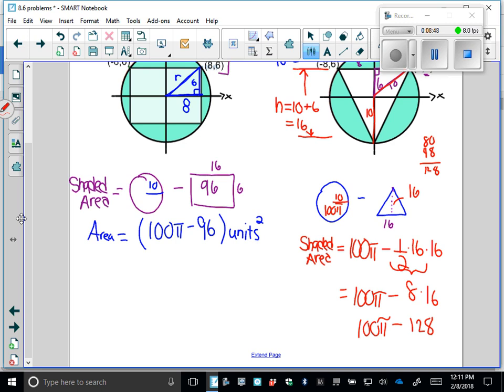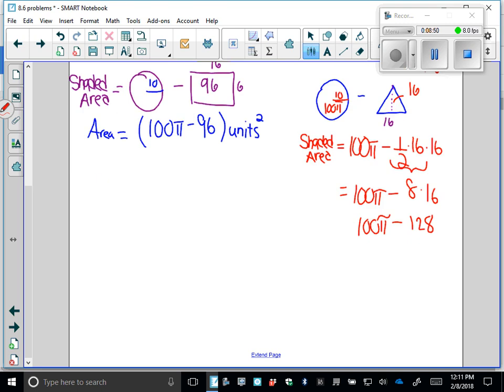So the final answer is 100 pi minus 128 square units. That's your shaded area.